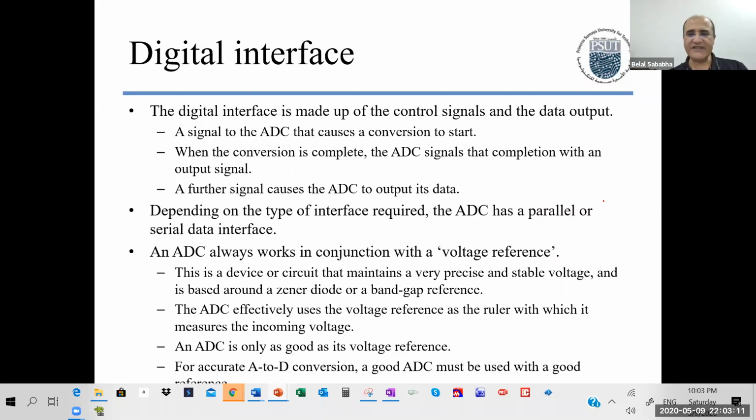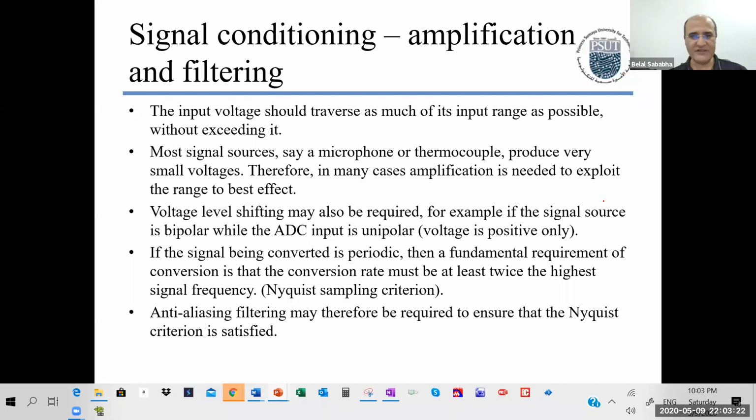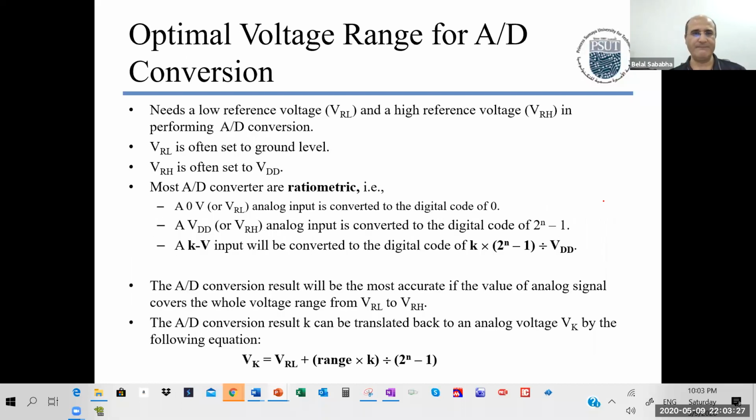The digital interfaces, I'm going to come to this in detail. The interfaces: how we control the A to D, what the interfaces are, how we connect the signals, and the voltage references. I'll do them by example. It will be easier.